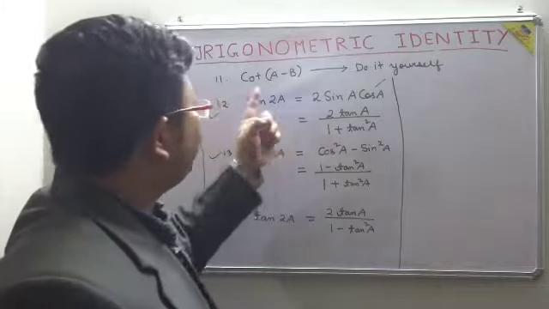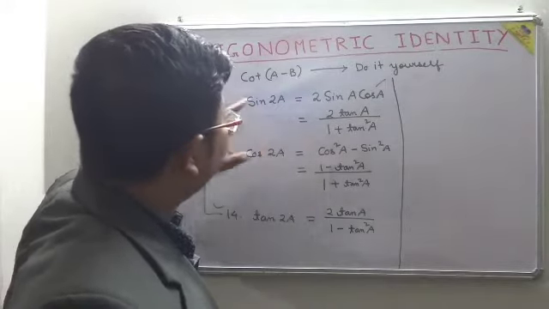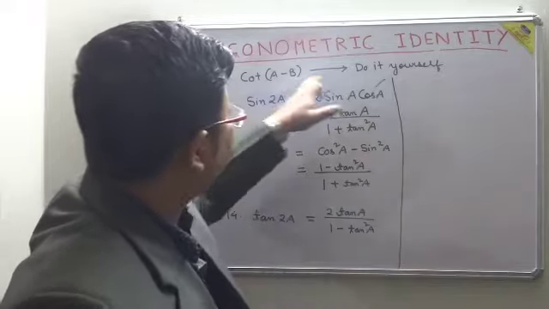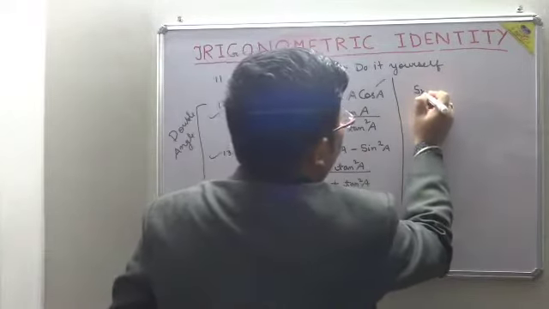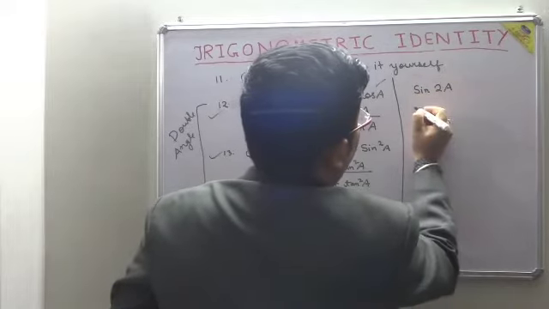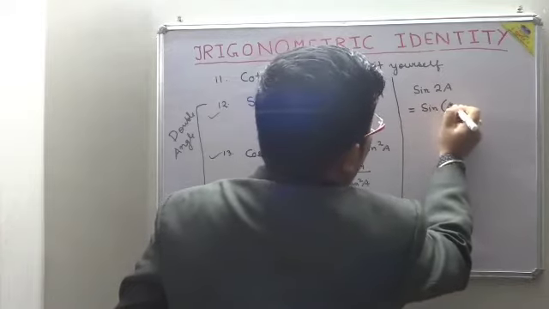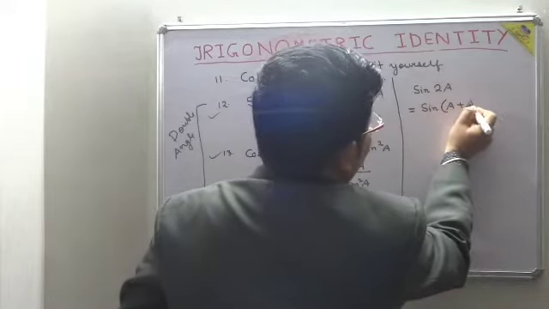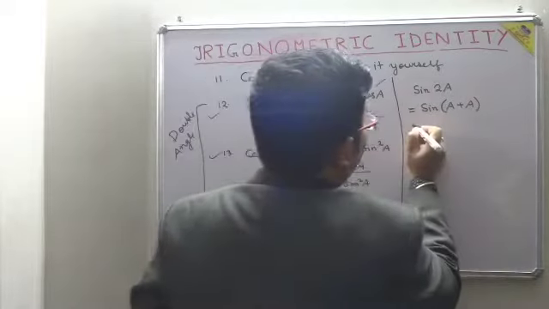I'll show this one, sine twice A. Just you have to remember, but I'll tell you how to get all these things. Sine twice A is the double angle, but we can make it as compound also. How? A plus A. What is A plus A? A plus A means twice A. Now here comes the formula.